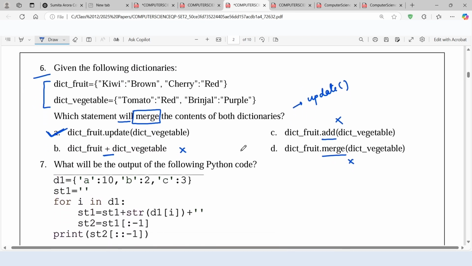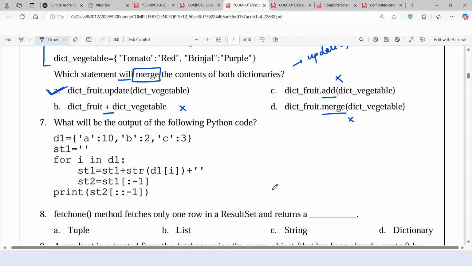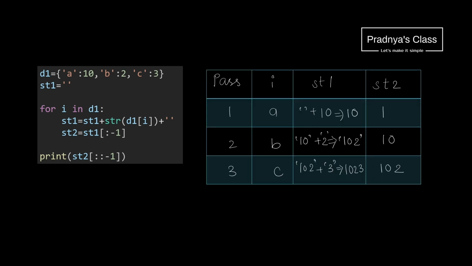Followed by the 6th question, we have one more question based on dictionary, that is nothing but the 7th, in which we need to predict the output of the following code. Read the code carefully and if you can do it yourself, pause the video and give it a try. Hope you got the correct output. Let's work it out together. Here is the dry run table. Let's understand this code in short. Here is one dictionary with some elements. This is an empty string. Using a for loop, we are iterating over the dictionary.